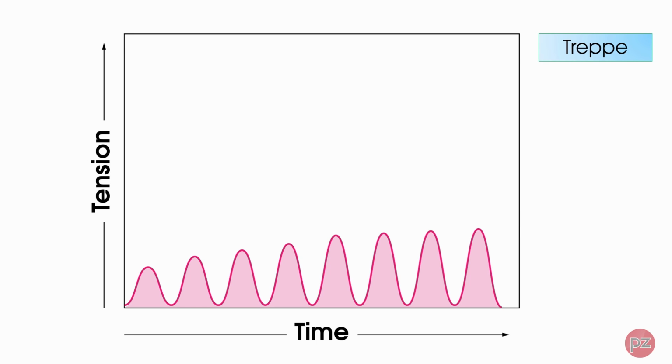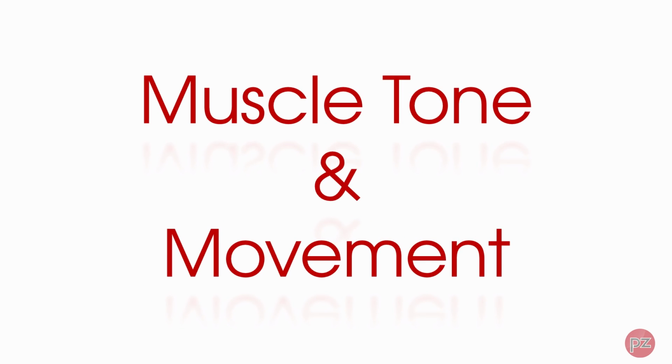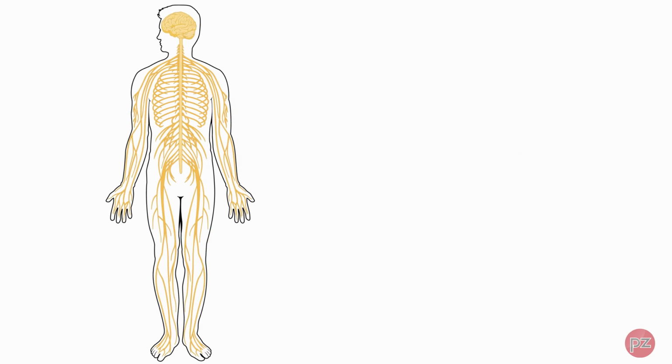So finally, let's put all of this together in the broader context of maintaining resting tone within our muscles and producing movements. At rest, we always have a degree of tone within the muscles, and this is due to weak and involuntary contractions or twitches of small groups of motor units in each muscle.